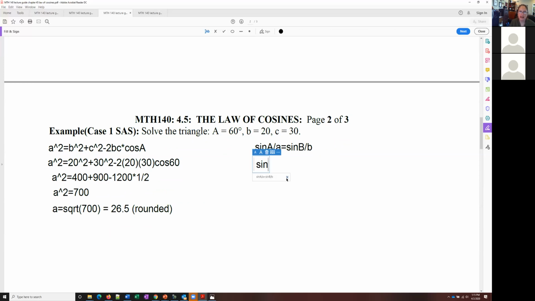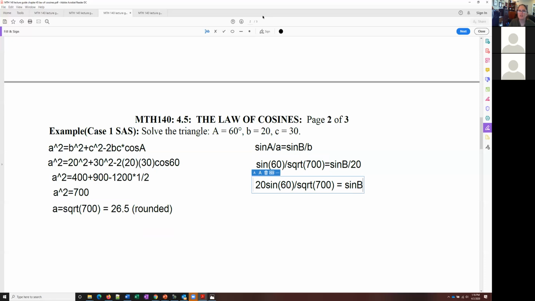We know that angle A is 60, so we have the sine of 60 degrees divided by, I'm going to write side a as the square root of 700, and that'll equal the sine of angle B, and we know that side b was 20. So I'm going to multiply both sides by 20. I have 20 times the sine of 60 degrees divided by the square root of 700 is equal to the sine of angle B.